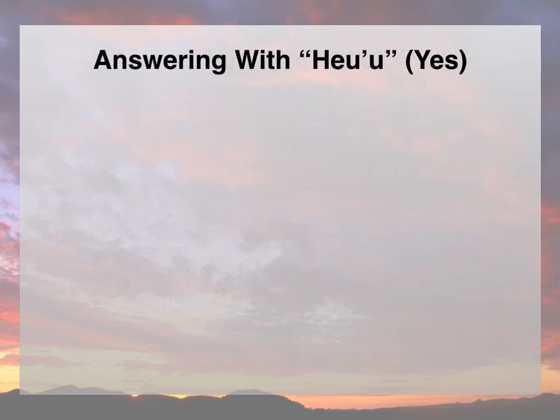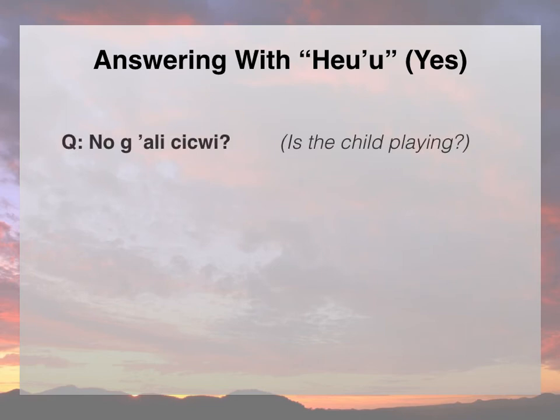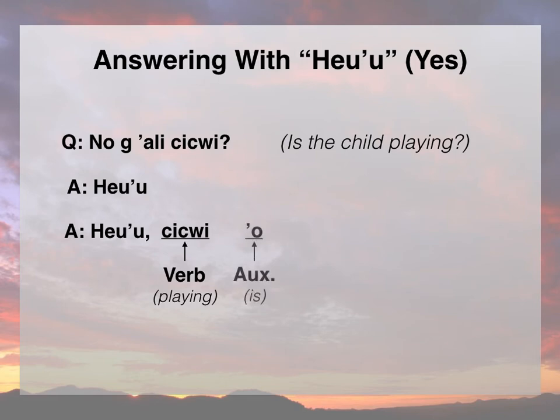Let's look at another example of how to answer with yes and no. Our question is, Nog ari chichui. Is the child playing? Again, we could just say ho'o, yes. Or we could lengthen the answer and say ho'o chichui o ari. Again, the subject is optional. We could drop that out and just say ho'o chichui o. Yes, he or she is playing.